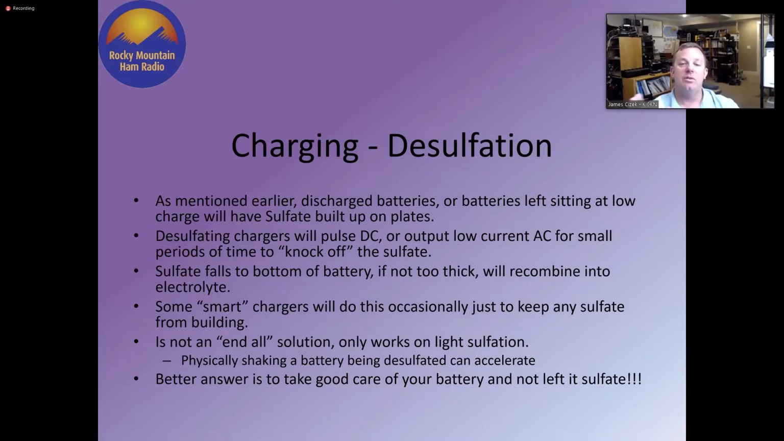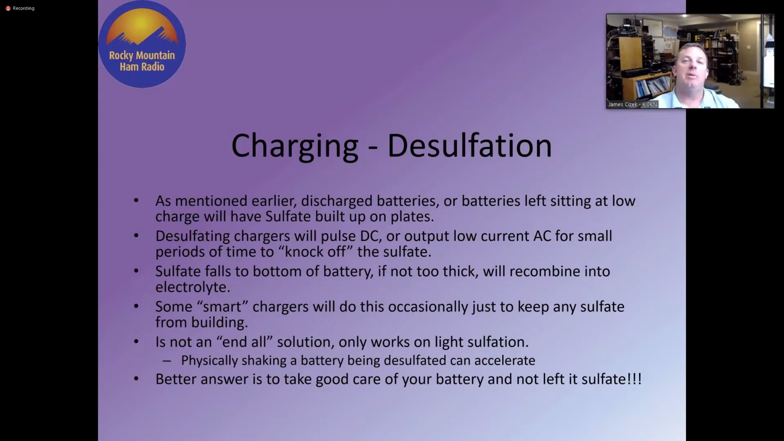And if it's not too thick, it will fall to the bottom of the battery and it will eventually recombine with the electrolyte. Some smart chargers will do this anyway, even if the battery's never been discharged heavily, or is not in recovery. It'll do that just as a health check to make sure that there isn't any sulfate that builds up. It's much easier to remove if there's a tiny bit of soft sulfate than a hard coating of thick sulfate there. Again, it is not an end-all solution. It works for light sulfation.